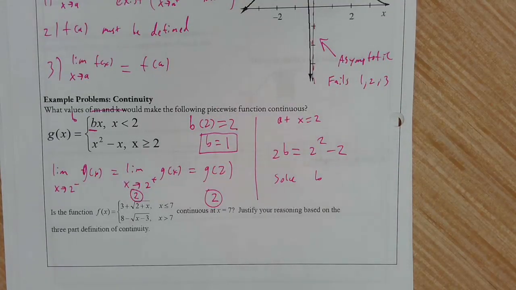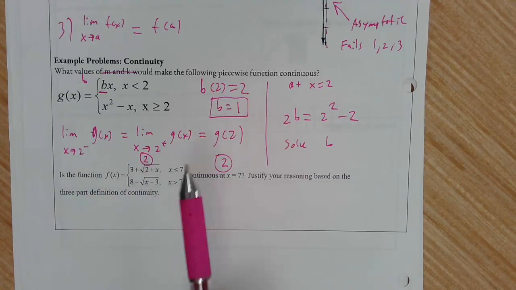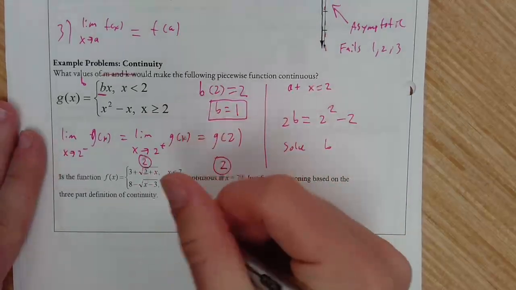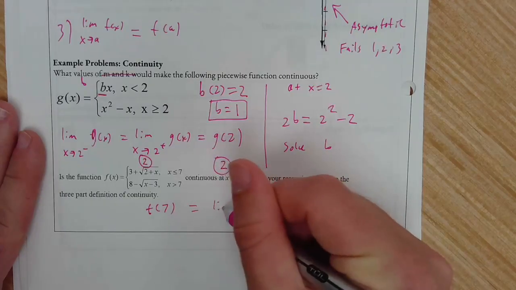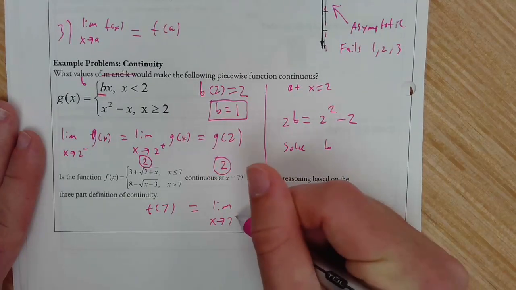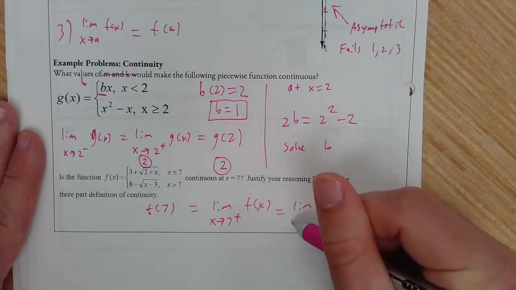Okay. Good? All right, next one, you're given a piecewise function. How do you know if it's continuous at 7? What would you have to do here? You'd have to do the same thing you did above. So you need to find f of 7. You need to find the limit as we approach 7 from the right. And then we need to find the limit as x approaches 7 from the left.